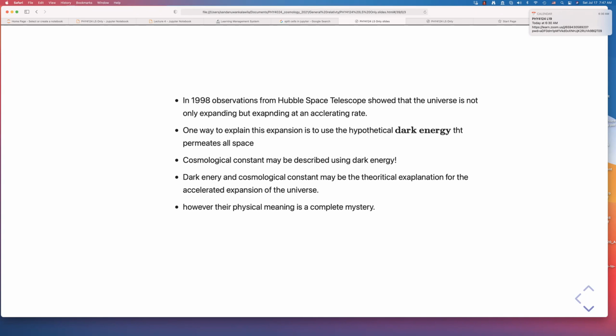However, the physical meaning of dark energy is still a complete mystery, and people think that there may be something called vacuum energy that is responsible for the dark energy, but we still don't know about that, and we will discuss dark energy separately in coming lectures, right?